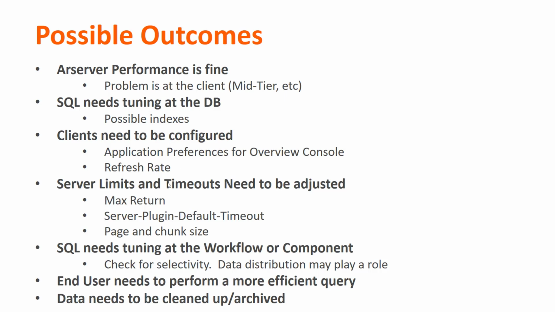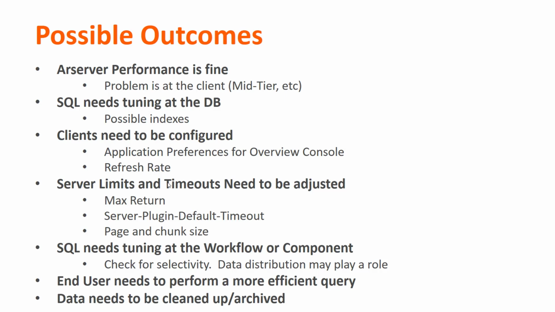Sometimes the problem has to do with server limits and timeouts. For example, you might have found that you had a very long API call made to a plugin server, and eventually it timed out. Well, by reducing the server plugin default timeout, you can reduce the total amount of time that the API spent waiting for that. You can also change your page and chunking sizes for various components.